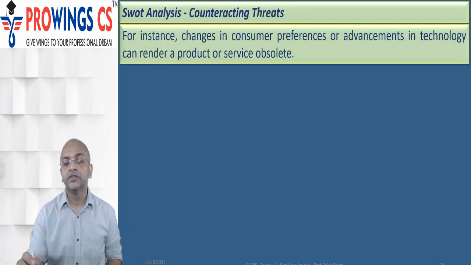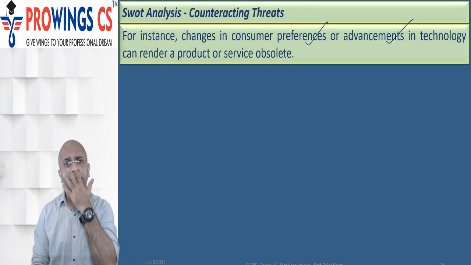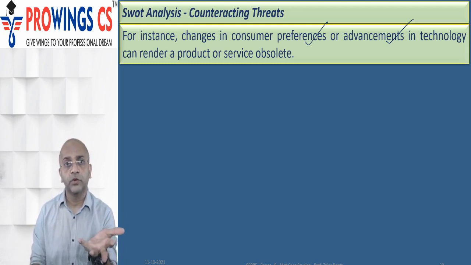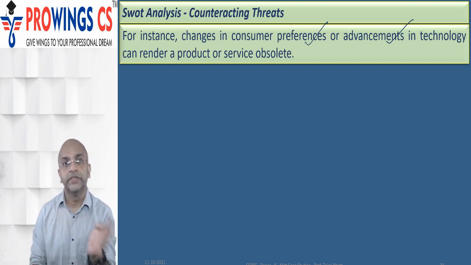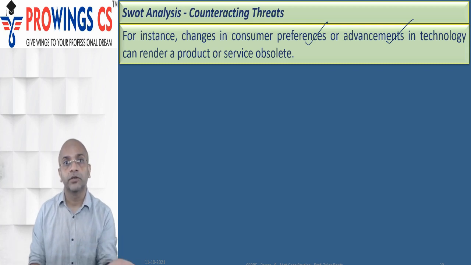Say, for instance, changes in consumer preference or advancement in technology can render a product or service obsolete. Just for example, assume we are in the men's fashion wear industry, and we are selling what is exactly in demand right now. And all of a sudden Akshay Kumar's Bell Bottom picture came, and it became a huge hit. On the basis of that hit, Akshay Kumar's new style bell bottom became the trend in the market. Now tell me, if that is the trend in the market, then what about what we are doing right now in terms of the latest fashion?